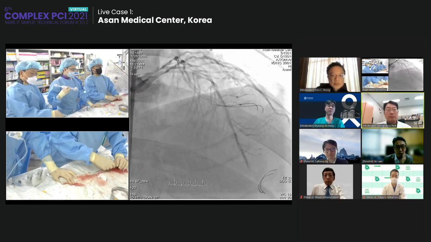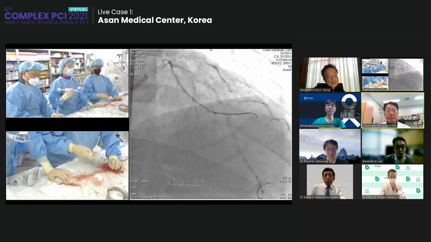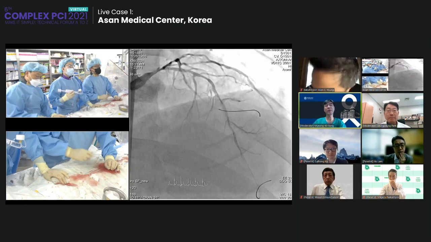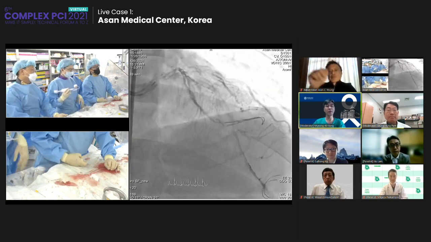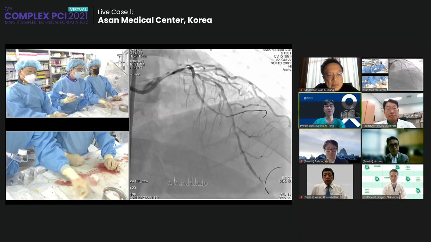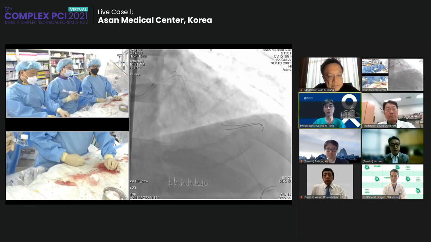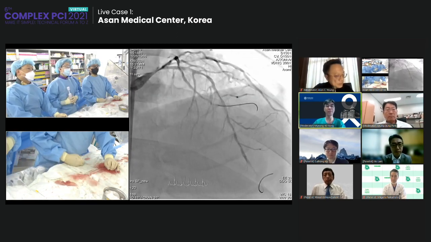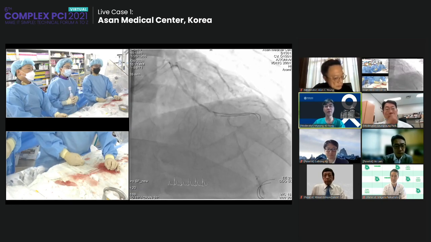Dr. Hong, what do you think? Actually, this is the typical appearance of a diabetic patient. The IVUS finding is plaque diffusely distributed, with plaque burden in the whole LAD.